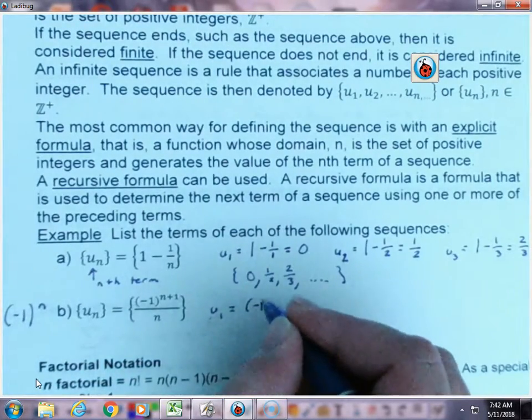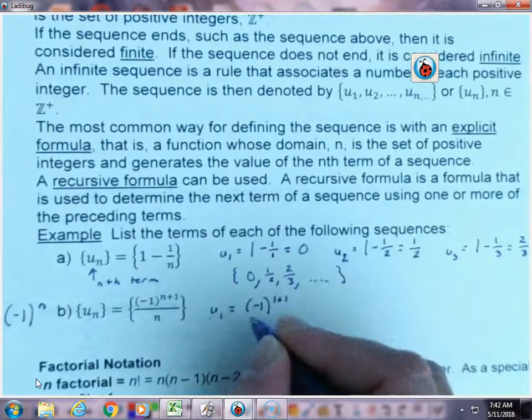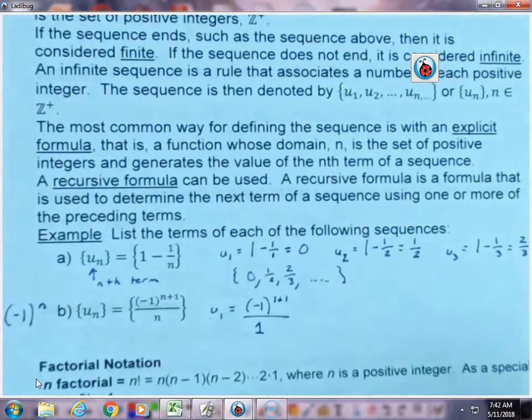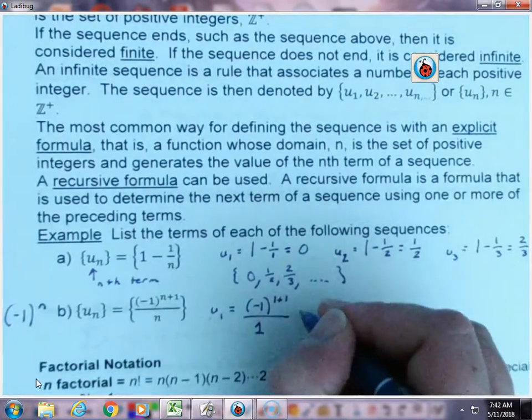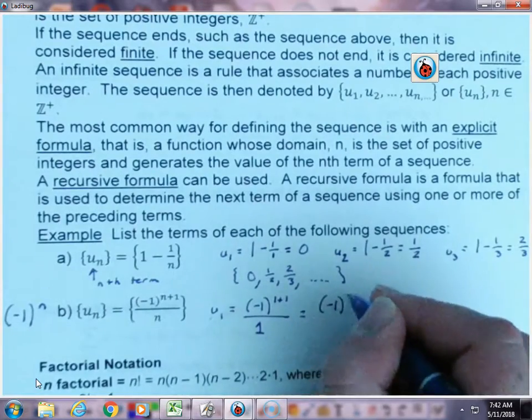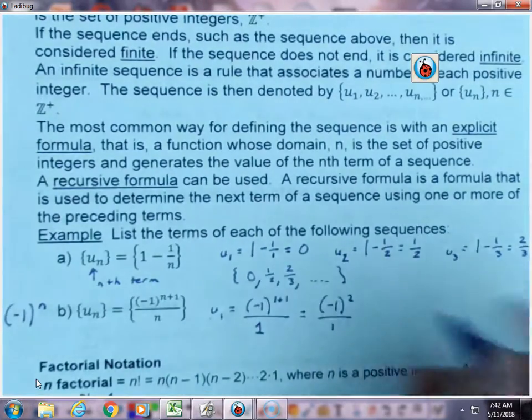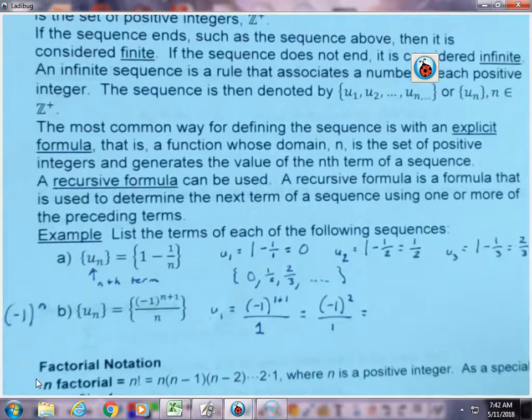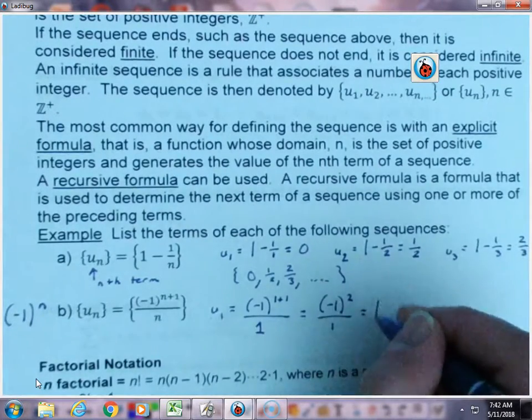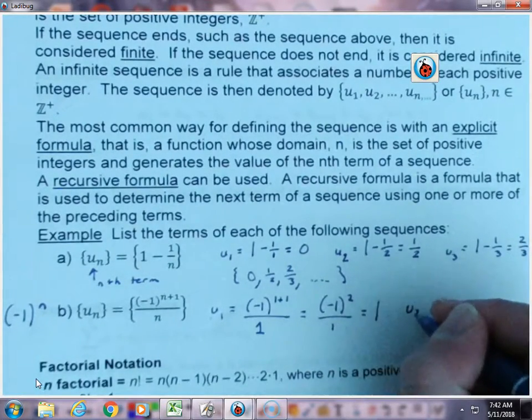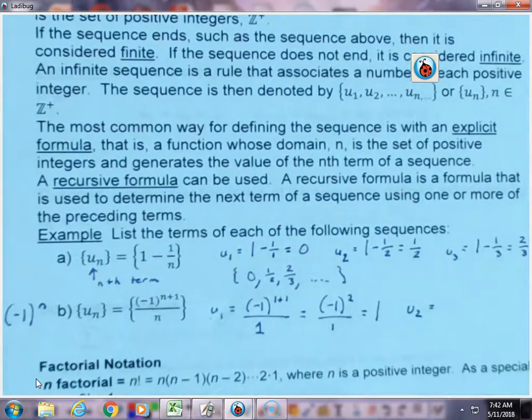We would substitute in 1 for both of these little n's. So it would be negative 1 to the 1 plus 1 over 1. So this would be negative 1 squared over 1. And what's that going to be? 1. Okay, so based on what I told you, the next one should be negative. If I go positive, negative, positive, negative, whenever you see one of these. Okay, and the difference is just whether it starts positive or whether it starts negative.